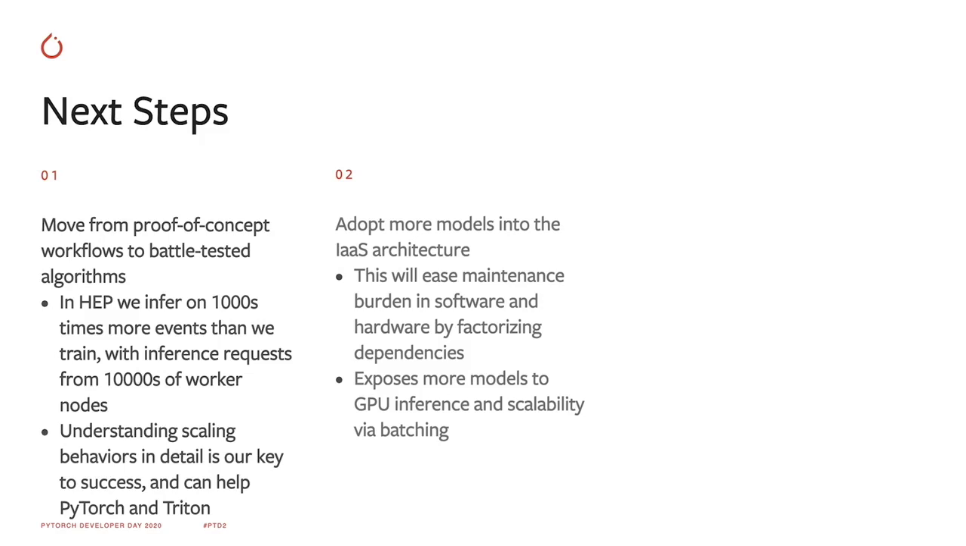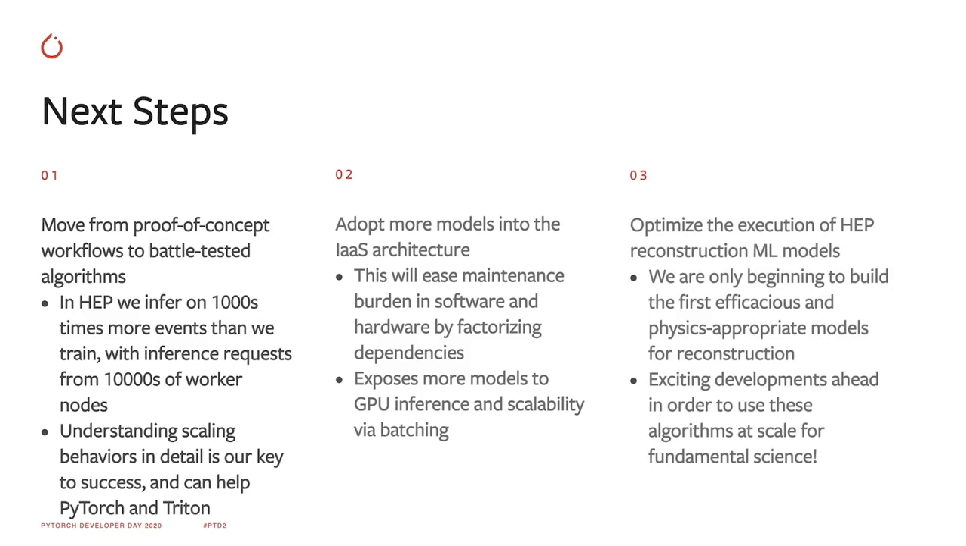On top of that, we're going to start adopting more models into the inference as a service architecture, since it eases maintenance burden and very straightforwardly exposes GPU as accessible compute for our processing systems. And then finally, we want to optimize the execution of these high energy physics reconstruction machine learning models. And we're really only at the beginning of building the first efficacious models for this. And we have to now take our time experimenting on those models, working with the JIT, working with the structure of the models themselves and how we're presenting the data in order to get what we really want in the end. And that means that there's a ton of really exciting developments ahead of us for using cutting-edge machine learning for fundamental science.